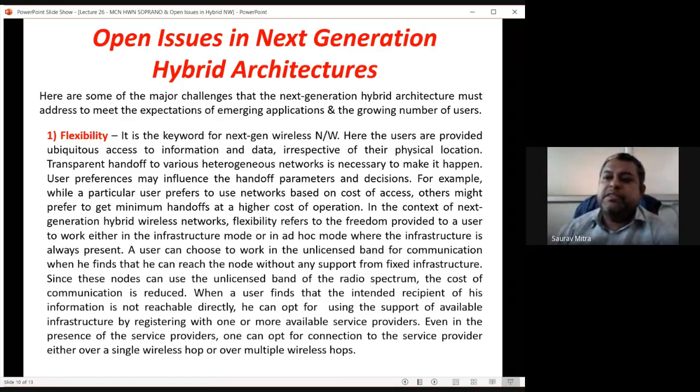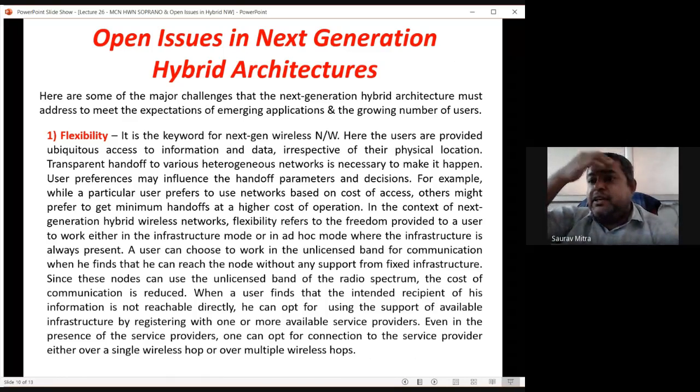There are around 13, 14 different issues. We'll be discussing them one by one. Major 6 to 8 points we will discuss, and after that, the remaining issues I will just list down. These are challenges that the next generation hybrid architecture must address to meet the expectations of emerging applications and a growing number of users. First issue is flexibility.